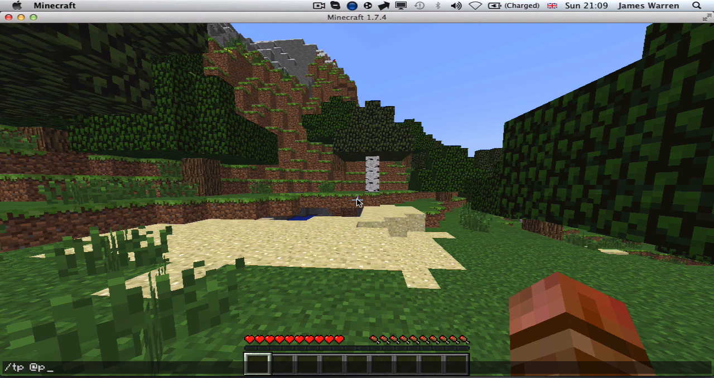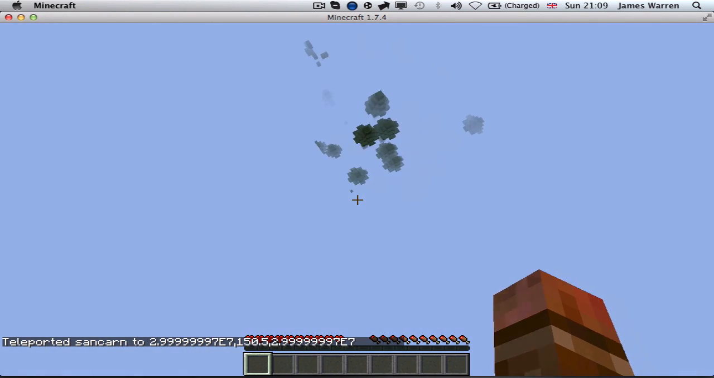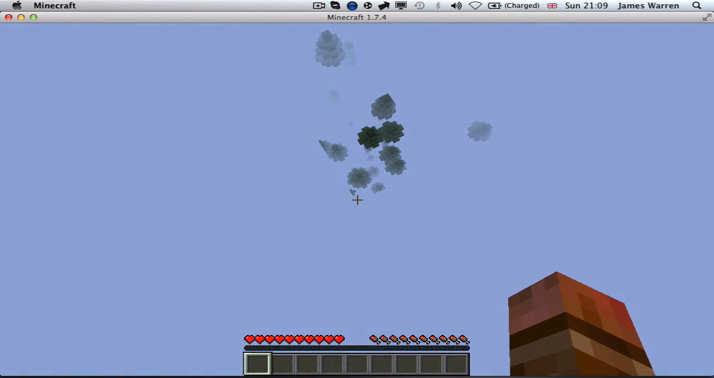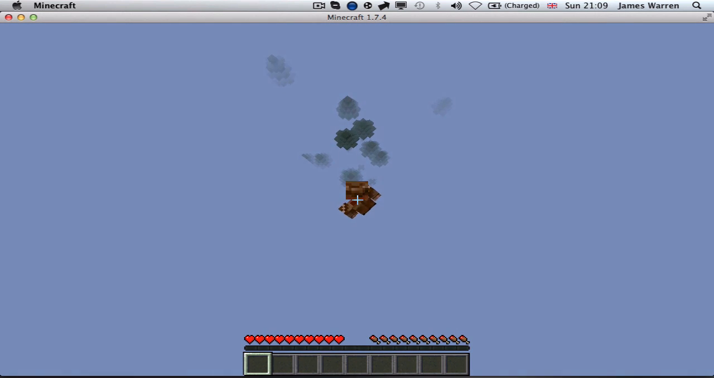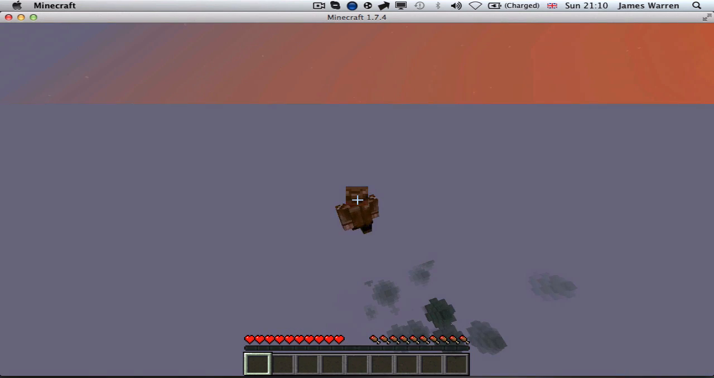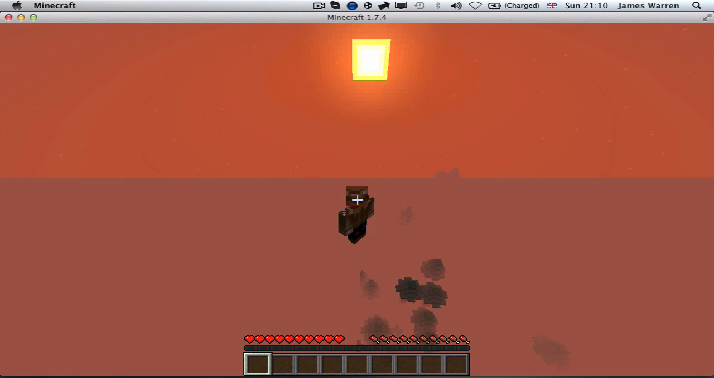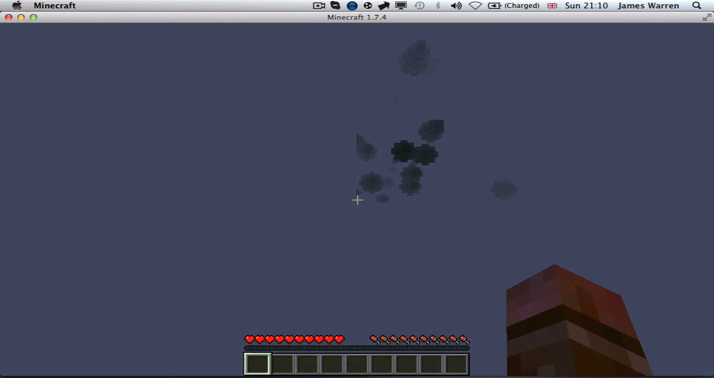You can teleport to this border using the following command: /tp @p 29,999,999.7 150 29,999,999.7. You should also notice that you teleport partially inside this wall, so you won't fall to the ground, even though you are 150 blocks up in the air.